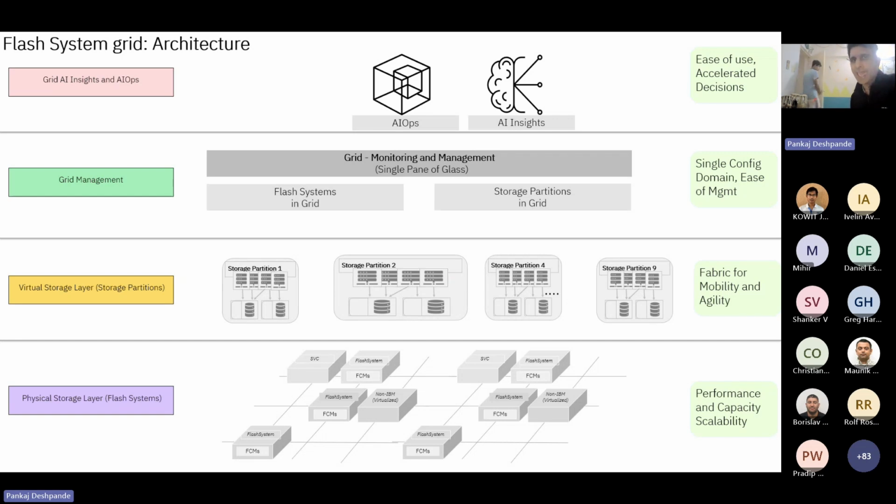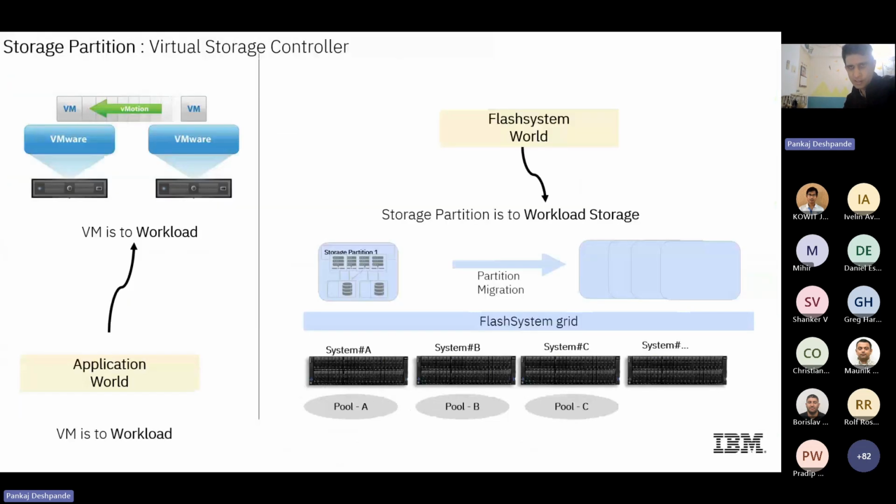So the grid management layer, and also a lot of AI insights, we will be brewing in Storage Insight, which is your top layer, that will be made available to the user, to the admin, through the grid management single pane of glass. So that becomes a single pane where you're managing multiple systems in the grid and also the multiple partitions in the grid. So that is the four-layered architecture.